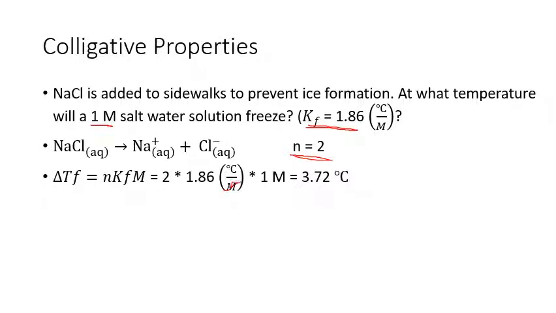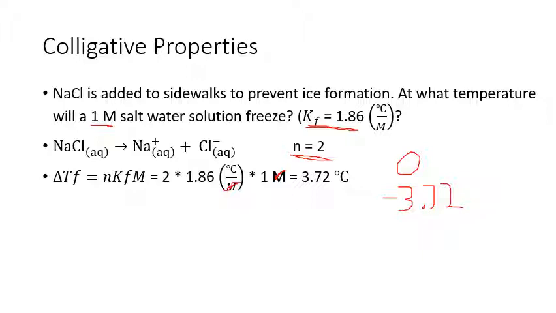So 1 mole over here cancels out with 1 mole up here. And we get a change in temperature of 3.72 degrees, which means that normally water freezes at 0 degrees, and now this sample is going to freeze at minus 3.72 degrees. So this is going to freeze at a lower temperature than normal water would. It freezes at negative 3.7.